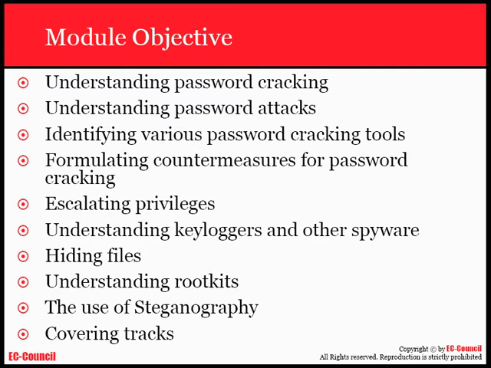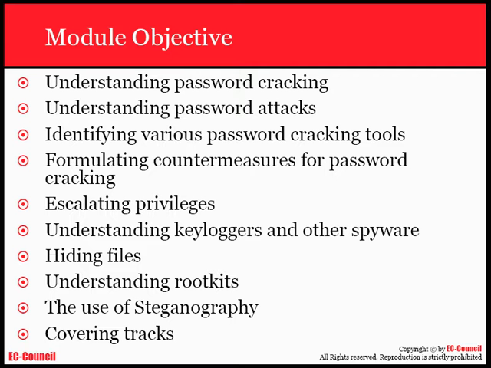We're also going to take a look at keyloggers and other different spyware. In other words, things on the system that may give out more information than we want them to give out. We'll also look at hiding files, and we'll talk about rootkits. Finally, we'll follow up with the use of steganography and covering our tracks.